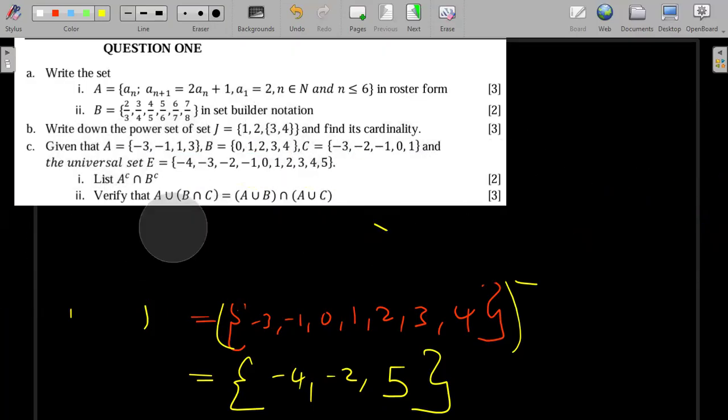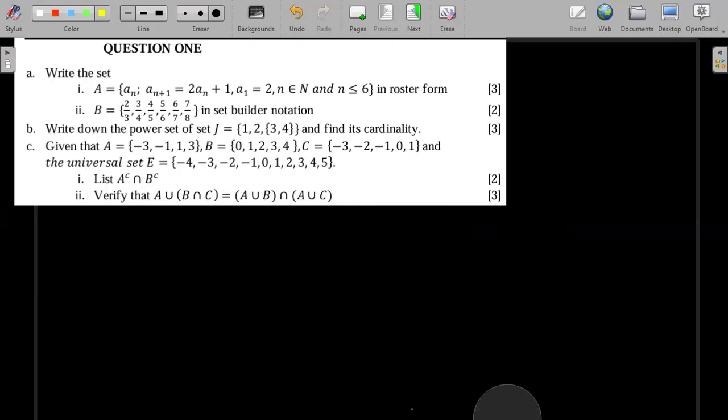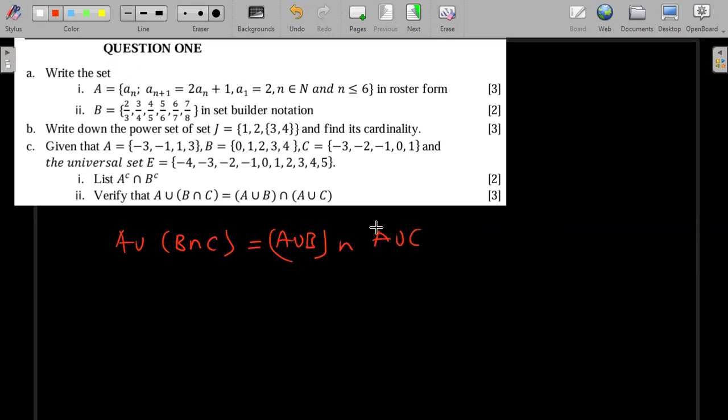And then let's look at the second one. They're saying verify that A union B intersection C is equal to A union B, intersection A union C. So what we need to do here is just to list the A here. A is -3, -1, 1, and 3. And then I'm going to say union B intersection C. This is B and this is C. So what elements are common there?